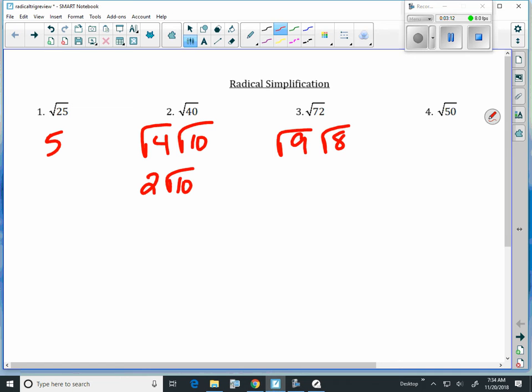4. Uh-oh, we don't have the biggest. Yep, 36. So if we do 36 times what? 2. Is there a perfect square that goes into 2? Well, 1, it doesn't count. So now we know that we have the biggest. What's the square root of 36? Yep. So we have 6 square root of 2.